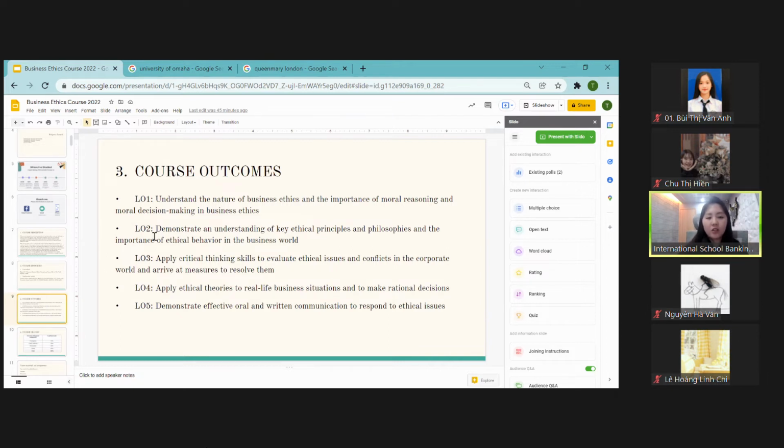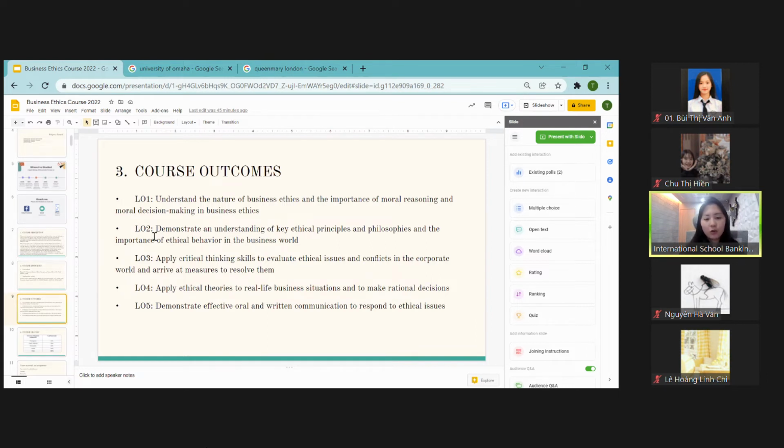The second objective would be you would be able to demonstrate an understanding of key ethical principles and philosophies and the importance of ethical behavior in the business world. Yeah. You will be able to use theories and principles and philosophies in order to support your decision-making process.